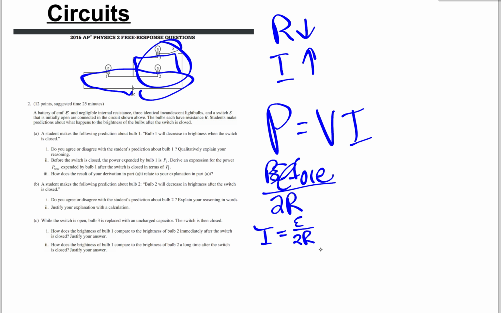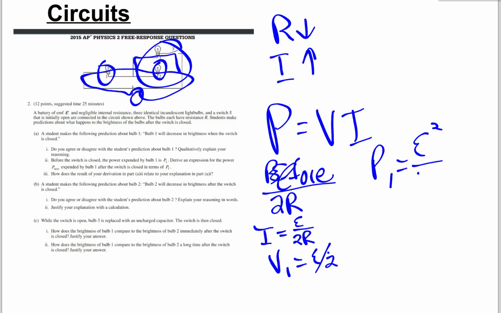And the voltage for V1 is going to be half of the total voltage, right? If this is 12 volts, then this will be 6, and this will be 6, because they're equal resistance, it's going to split equally. So V1 will be equal to E over 2. So P1 equals E squared over 4R, just putting in this for V and this for I. That's our P1.